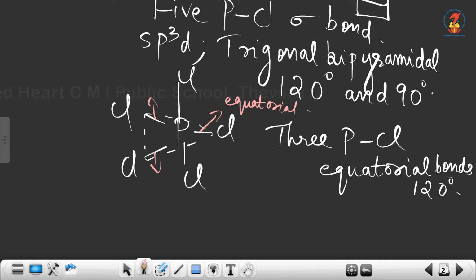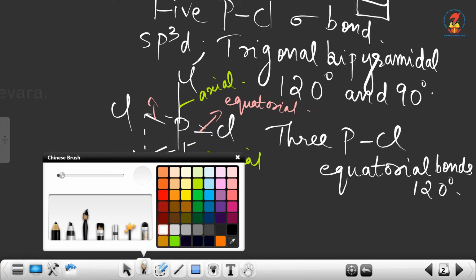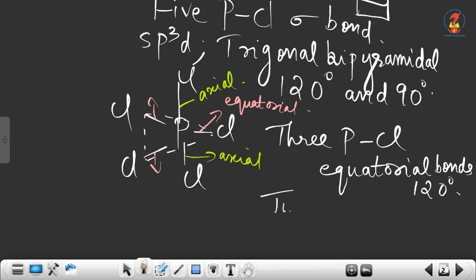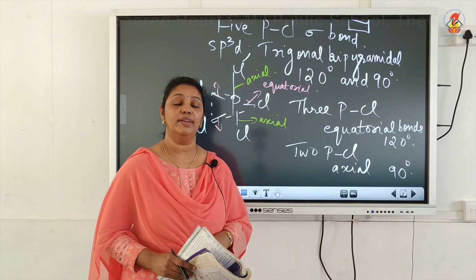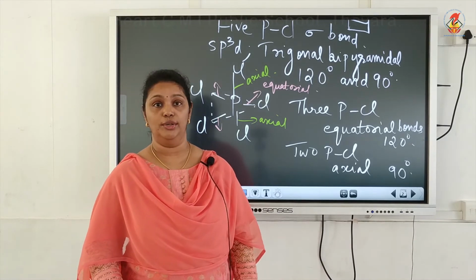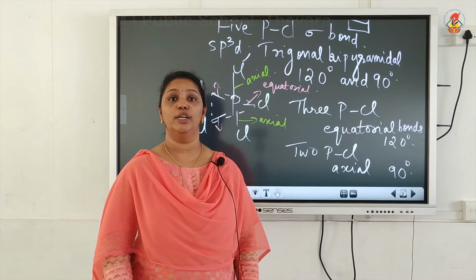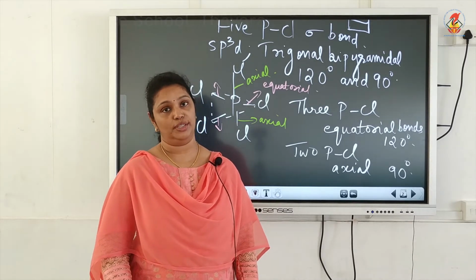Okay, now we have 2 axial bonds. Which are the 2 axial bonds? This is an axial bond and this is also an axial bond. So we have 3 P-Cl bonds lying in the same plane and 2 P-Cl bonds which are called axial bonds, which make an angle of 90 degrees to the plane. So this is the trigonal bipyramidal shape with bond angles 120 degrees and 90 degrees of the PCl5 molecule, and in PCl5 the phosphorus atom undergoes sp3d hybridization.